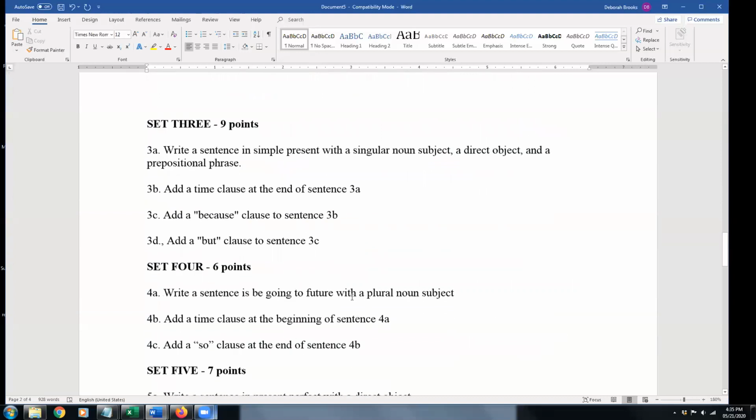Let me do one more and then I'll pause for questions. Write a sentence in simple present with a singular noun subject, direct object, and a prepositional phrase. My husband watches TV in the living room.